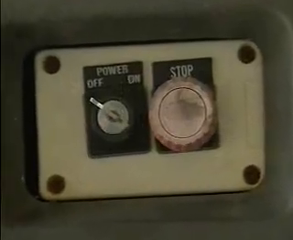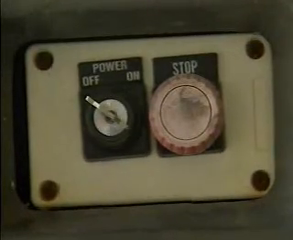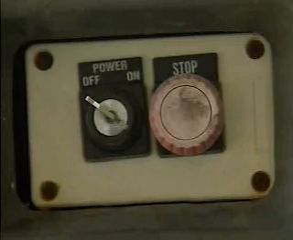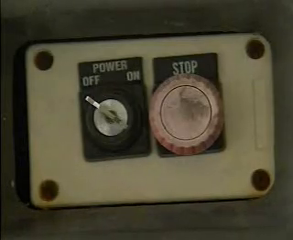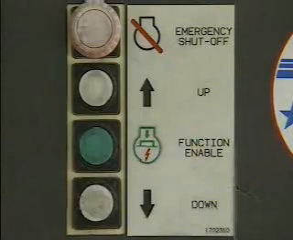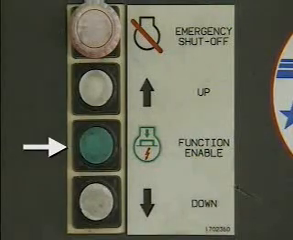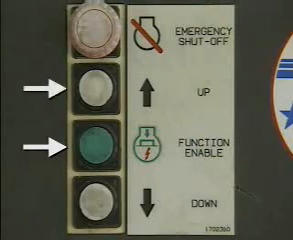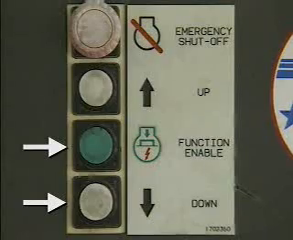The basic operating controls for the scaffold include a main on and off switch and an emergency stop switch, both of which can be activated from the ground. The hydraulic scaffold also has operating controls within the caged work platform area. These controls include an emergency shutoff switch and an enabling switch, which is used together with either an up switch to raise the work platform or a down switch to lower the platform.